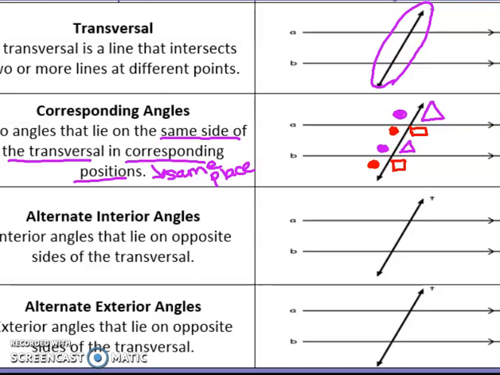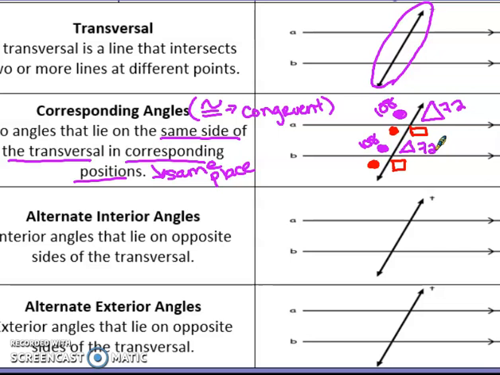Now, the important part with corresponding angles, we're going to use that symbol, which means they are congruent. So whatever your angle is, it is always going to be congruent to its corresponding part. So if my purple circle is 108, that means my purple circle down here is 108. If my triangle was 72, then my triangle here is 72. As long as they are corresponding angles, they're going to be congruent.